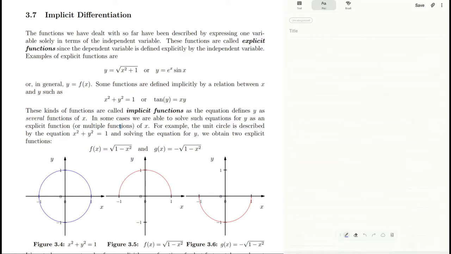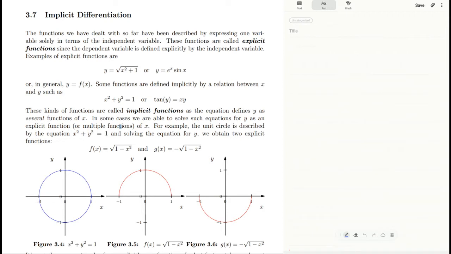Hello everyone, welcome back. In this video, we're going to talk about a method called implicit differentiation. And this method is used when we want to find the derivatives of implicit functions. So let's first start with a few definitions.